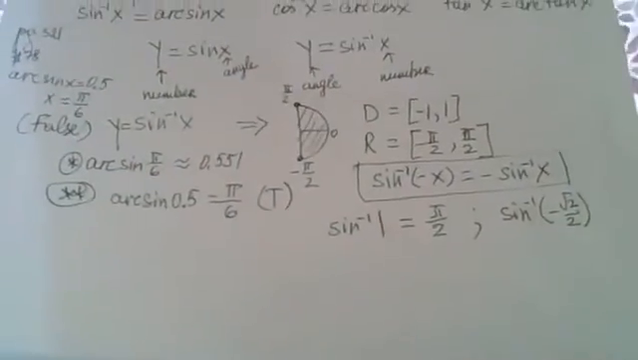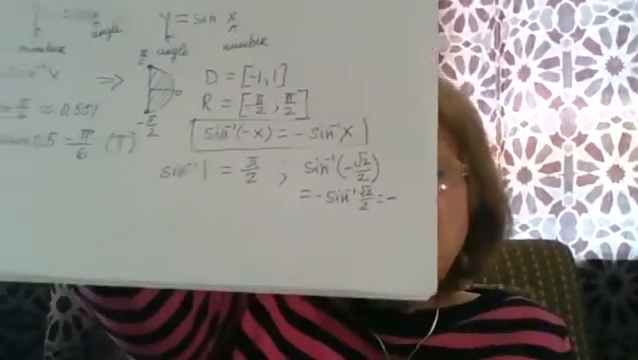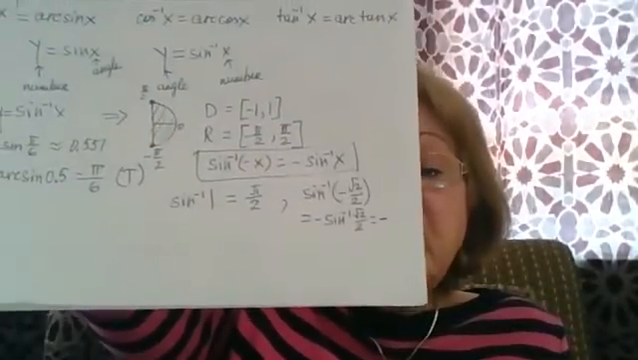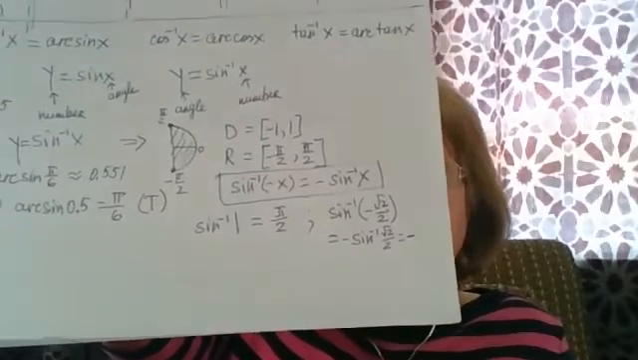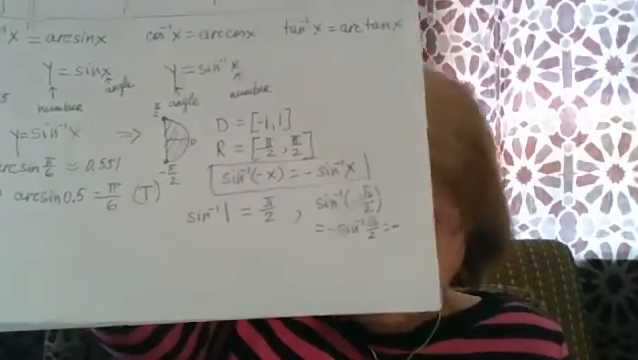Okay, what about, let's say, arcsine of negative square root of 2 over 2? If I were you, I would first apply that formula which I boxed. It will be minus arcsine of positive square root of 2 over 2. And I'm expecting a negative answer. So now just pay attention to the positive part, arcsine of square root of 2 over 2.